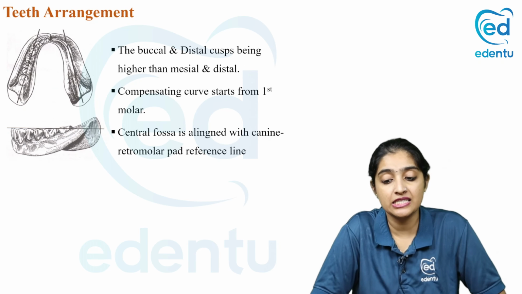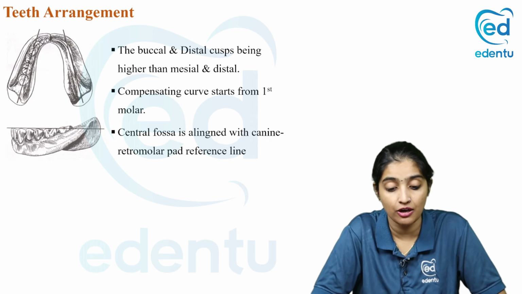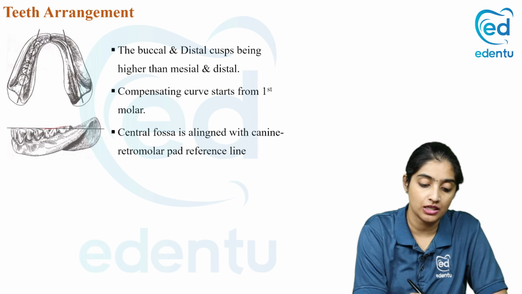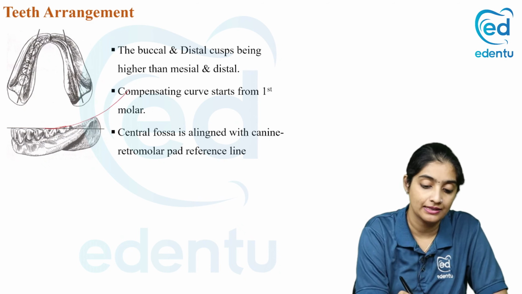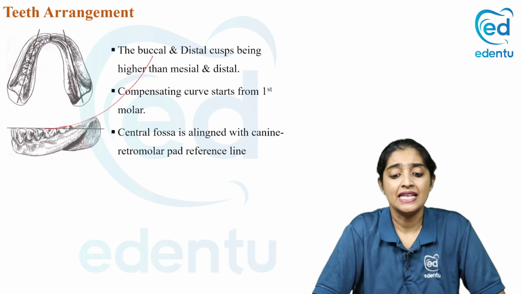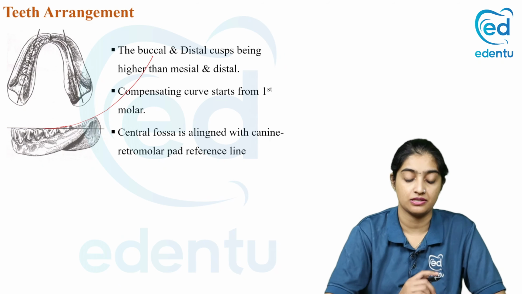Now, the buccal and distal cusps being higher than the mesial and the lingual, the compensating curve starts from the first molar. So this is where the compensating curve will start. It will go like this. Okay, that's how the compensating curve will come. The central fossa is aligned with the canine retromolar pad reference.